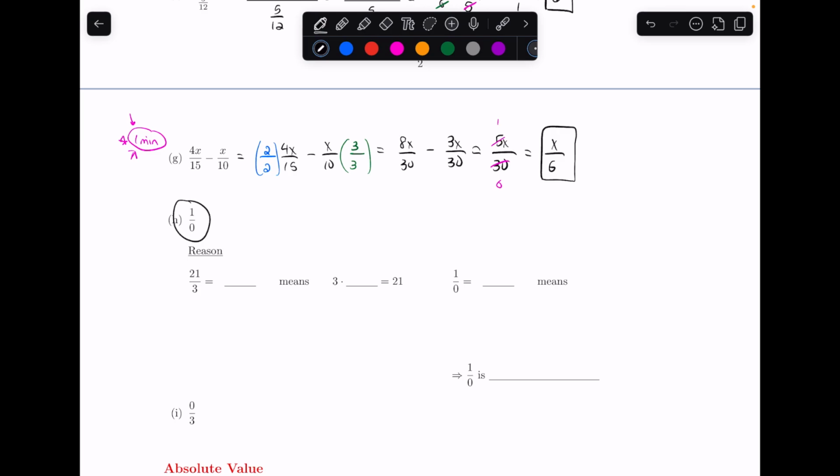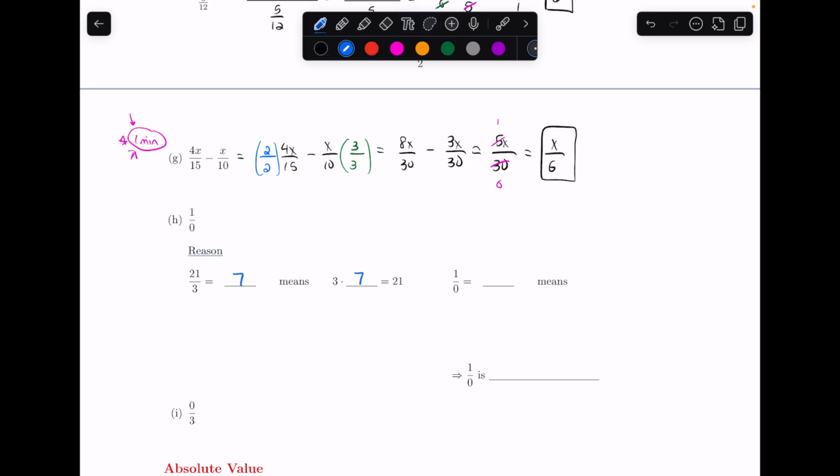So what's 1 over 0? There's something weird about this. So to identify what's weird, let's try something simpler, like 21 over 3. So what are we doing when we ask ourselves this question? What this really means is, how many times does 3 go into 21? 3 times what is 21? And the answer is 7. And that's why 21 over 3, we say it just equals 7.